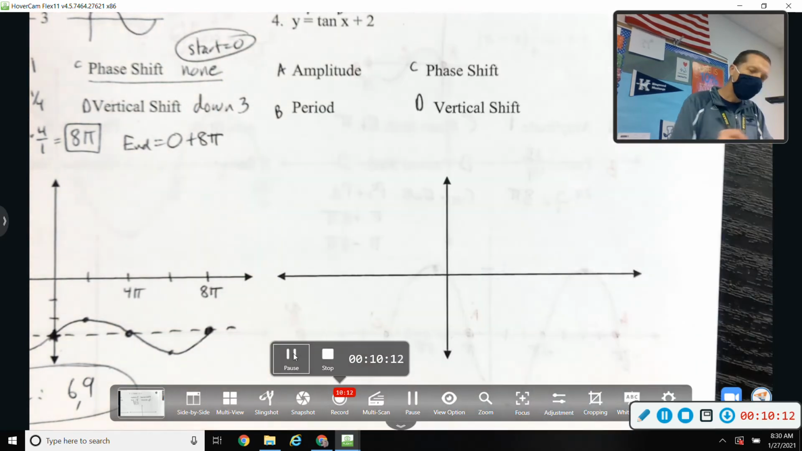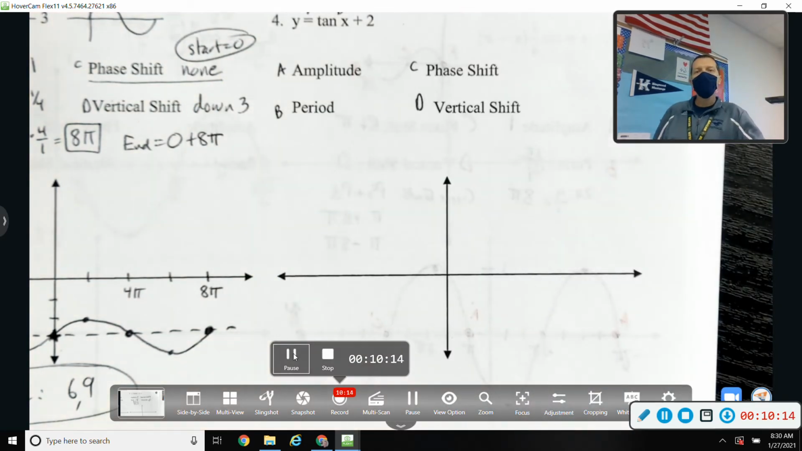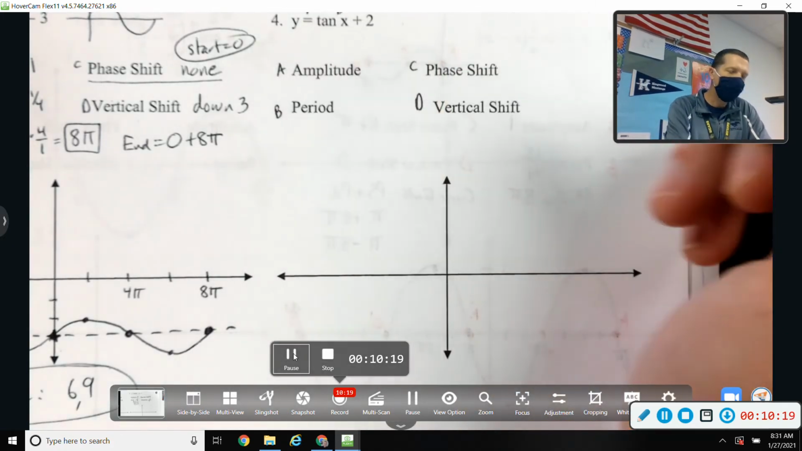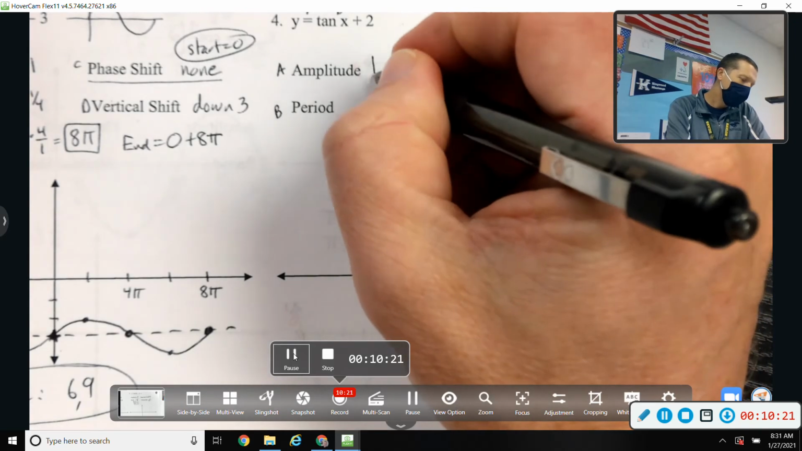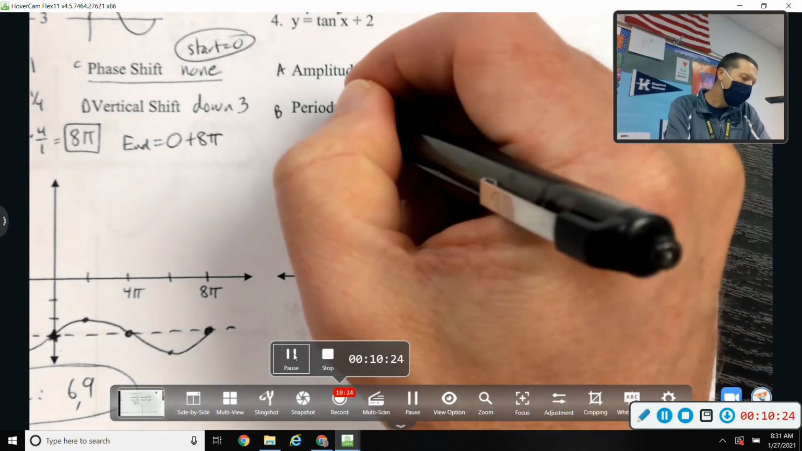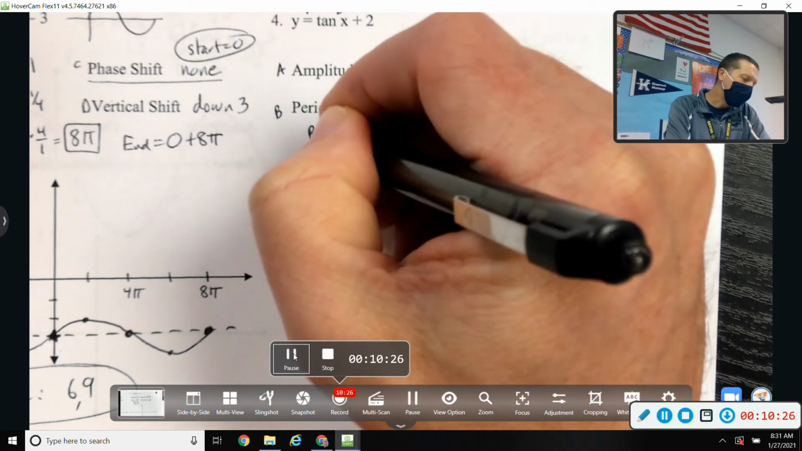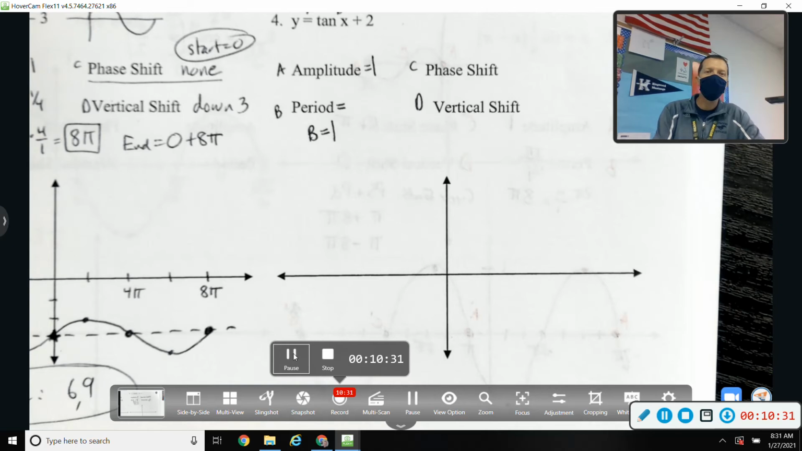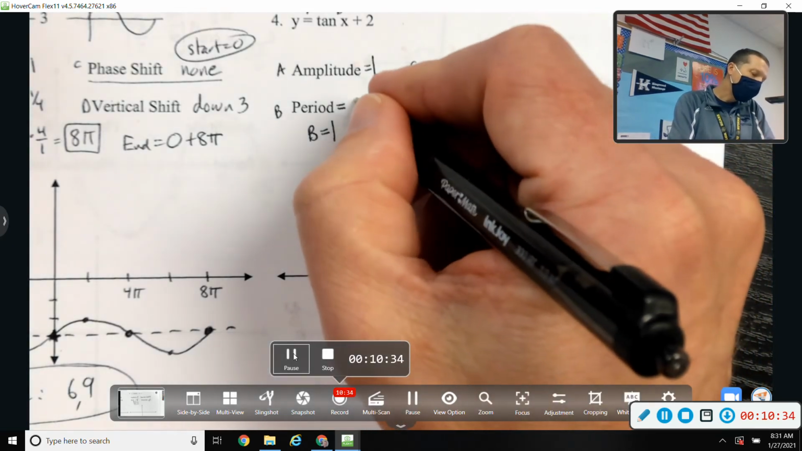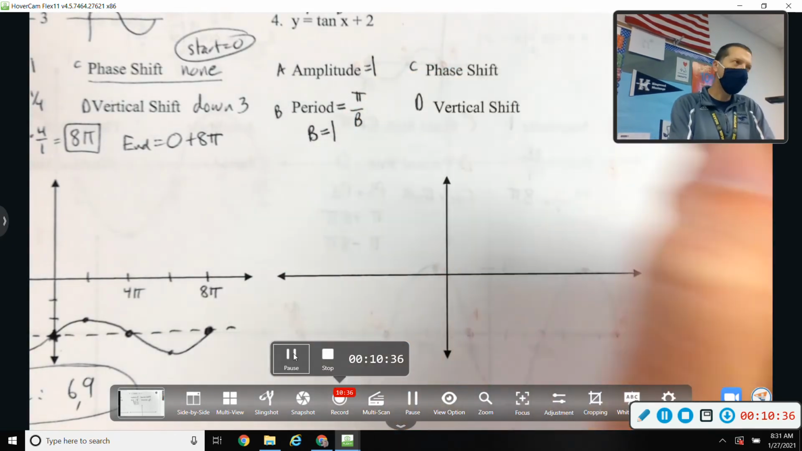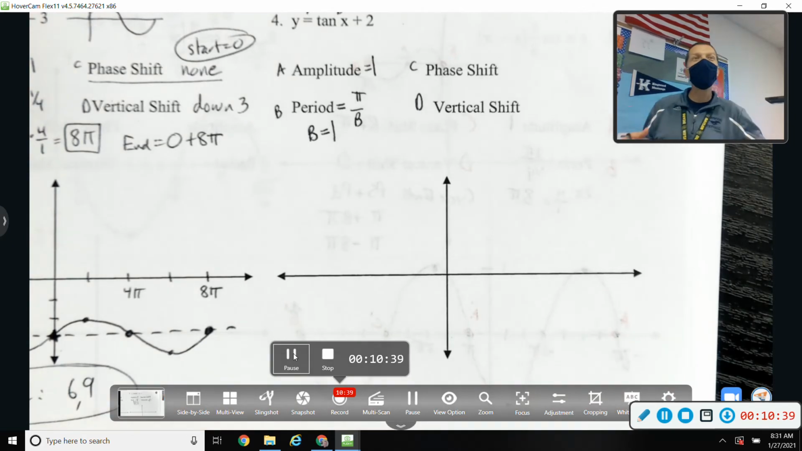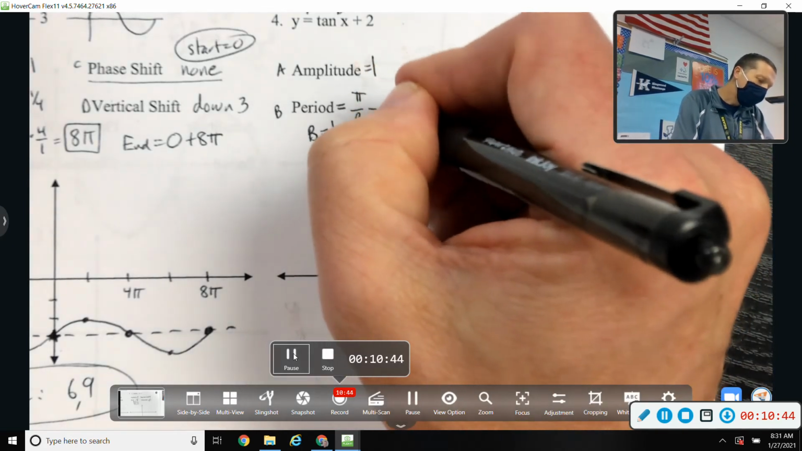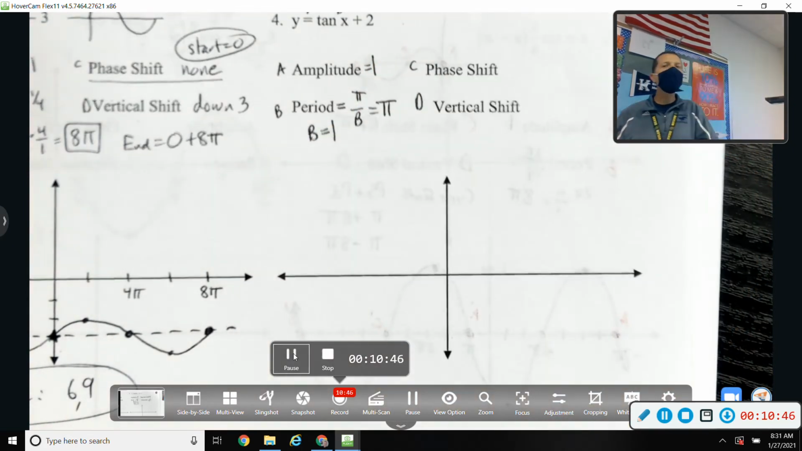Looking at number 4. So what's the amplitude? 0. What's the number out in front of tangent? 1. Good. Period. Well, what's B, first of all? 1. B is the number in front of X. The period is pi over B, not 2 pi over B, because our normal period for tangent is pi. So pi over B would just be pi. So this one does not have an adjustment to the period.